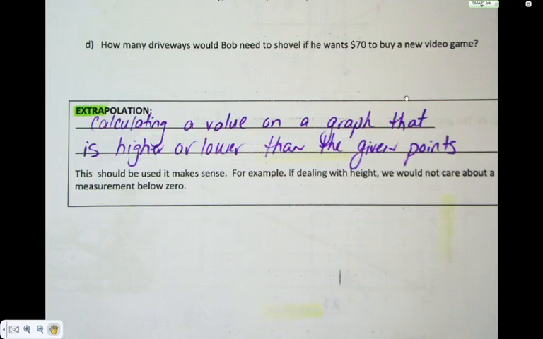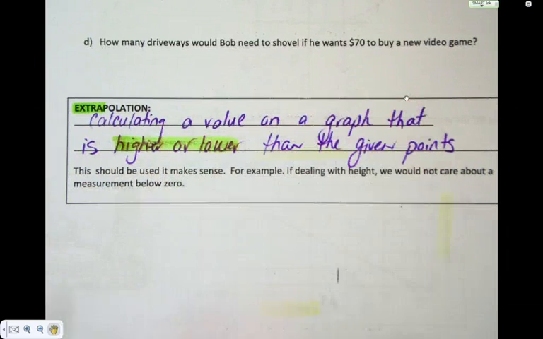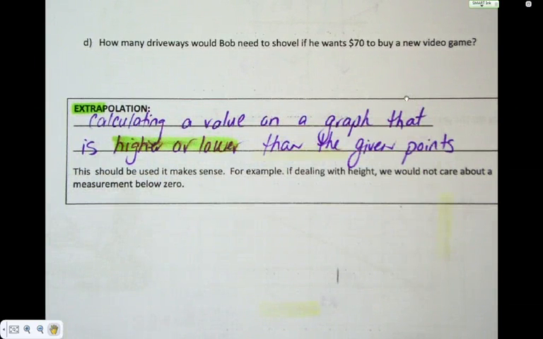What am I going to highlight in this? So what's different from the last definition? Higher or lower. Extra means outside, on top of. Inter means in between.